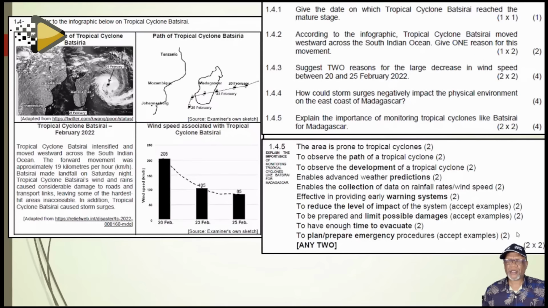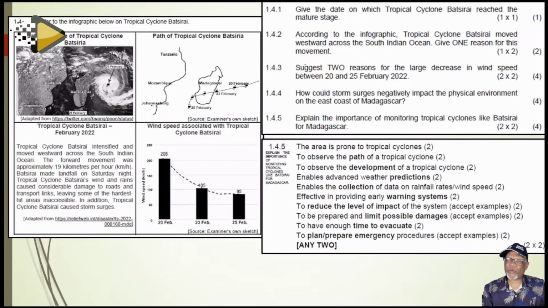Give the date on which tropical cyclone Batsirai reached the mature stage. So, when you answer these kind of questions, you simply use a diagram that you have in front of you and you interpret it. And they say, according to the infographic, tropical cyclone Batsirai moved westwards across the South Indian Ocean. Give one reason for this movement.